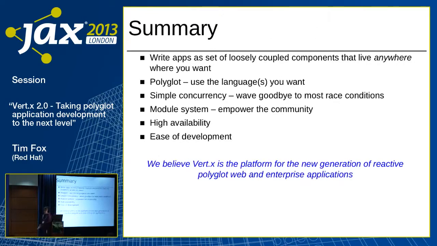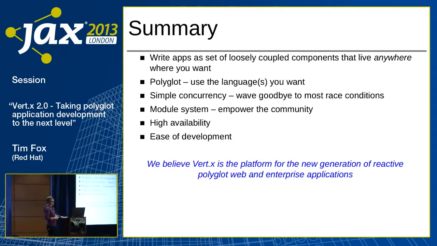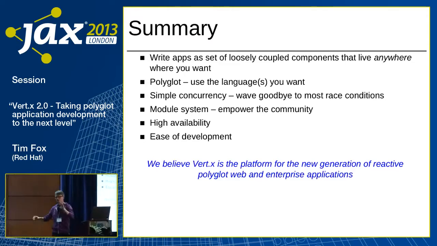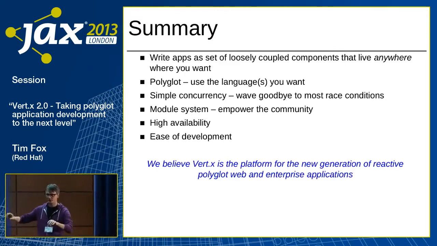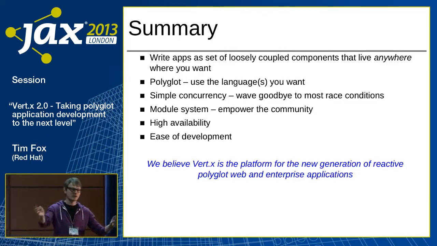OK, and that's pretty much it. So I'll summarize really where we are. Vert.x allows you to write your apps with a set of loosely coupled components. This is the Vert.x way of doing things, living in different places in your network, potentially written in different languages. You don't have to write them in different languages, but if you want to, you may have good reasons for doing that, talking to each other over this event bus.